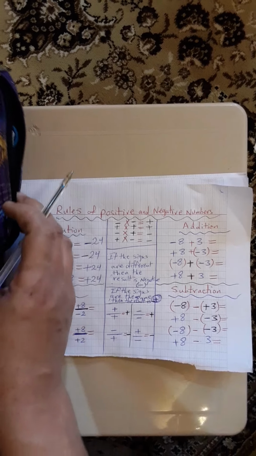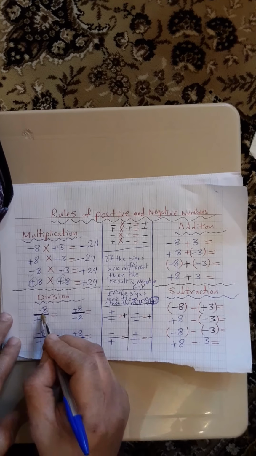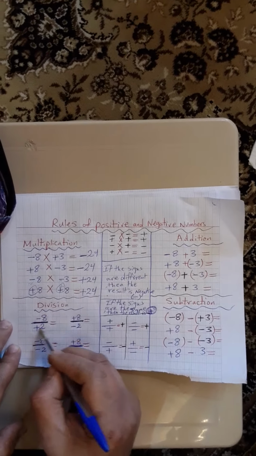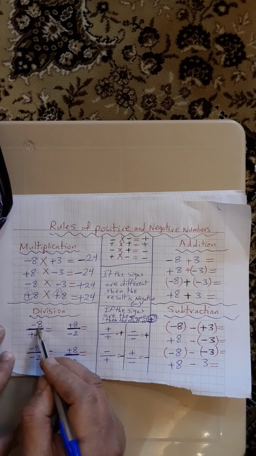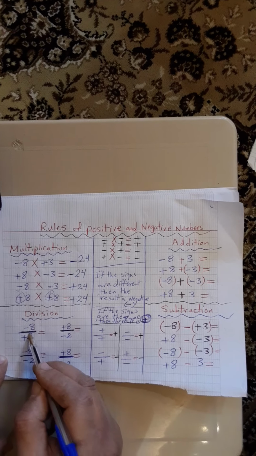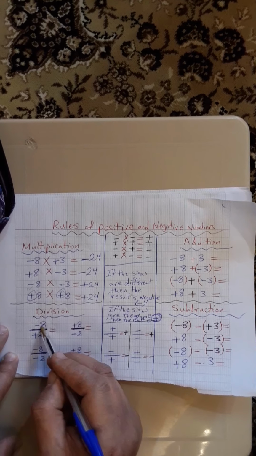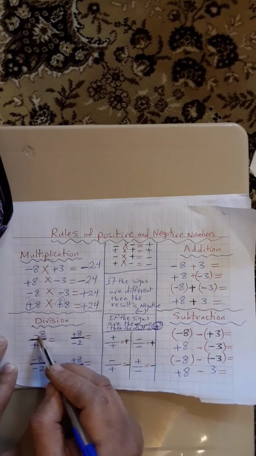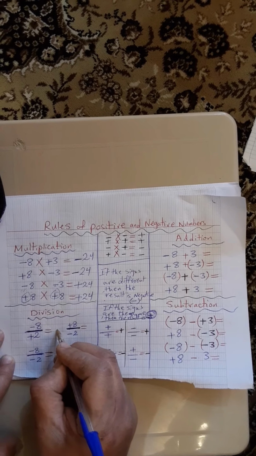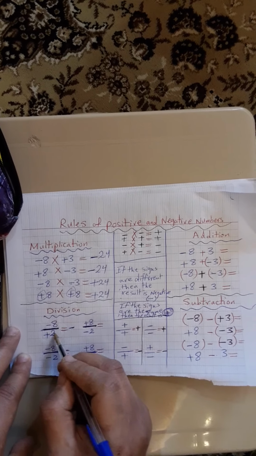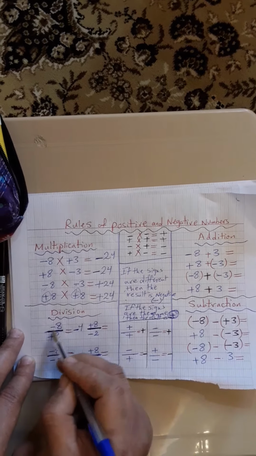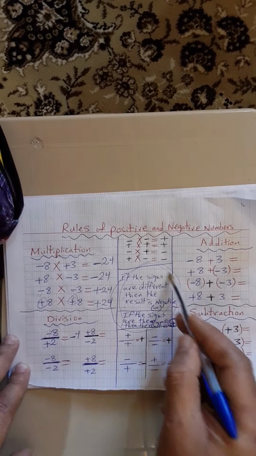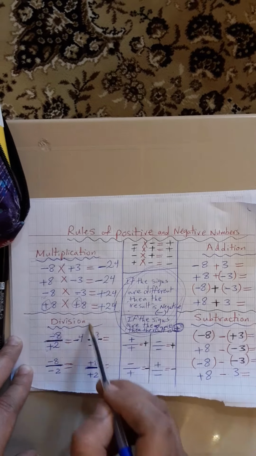Okay, in the division operation, minus 8 over plus 2, we write the division operation as a fraction, because the numerator is divided by the denominator. Minus 8 divided by plus 2, or we can say minus 8 over plus 2, the sign of the result is minus. 8 over 2 is 4. These rules are related to multiplication and division.